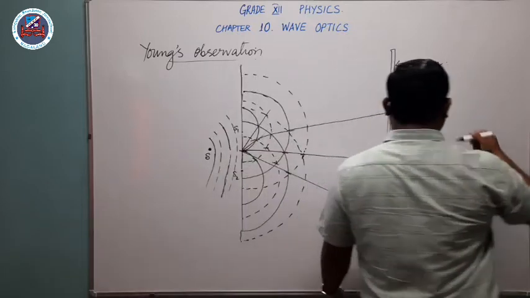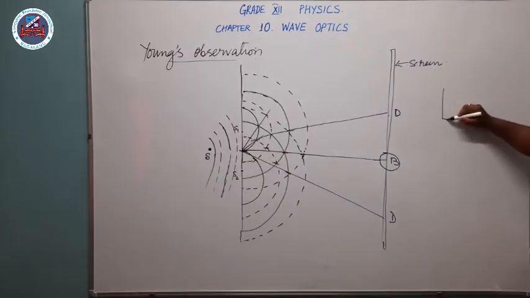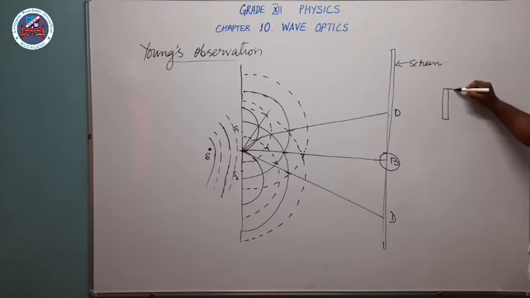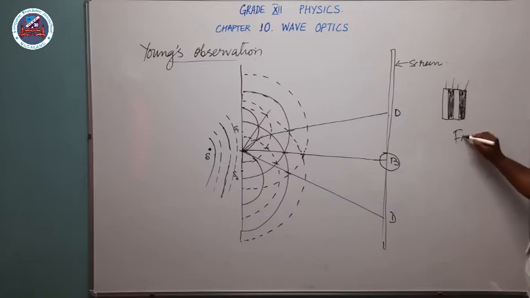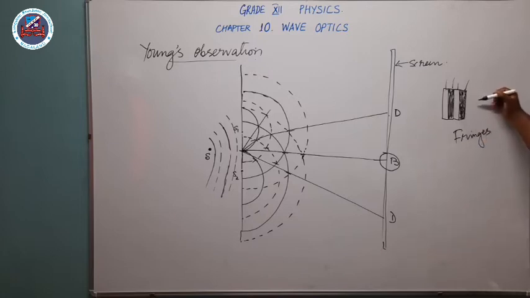It will look somewhat like your zebra crossing. Suppose this is bright, then it will look dark, then again bright, then again dark. Like this pattern was observed on the screen, and this pattern, bright light, dark light, bright light, dark light, we call it fringes.